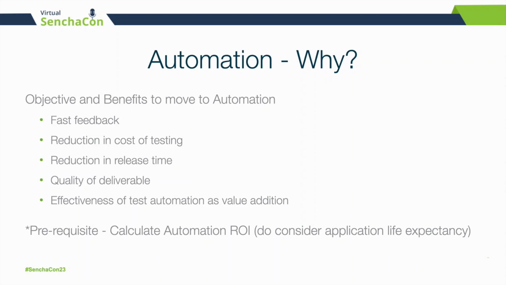And the quality of the deliverable. During automation there is no space for manual error. Say we have an application with multiple modules and highly critical modules. By using automation, the quality will be the same each and every time our tests are executed.